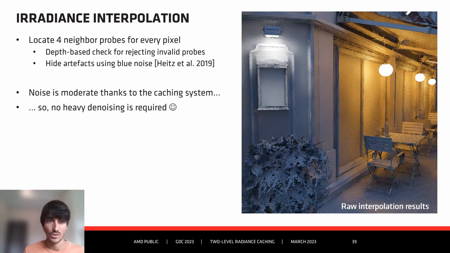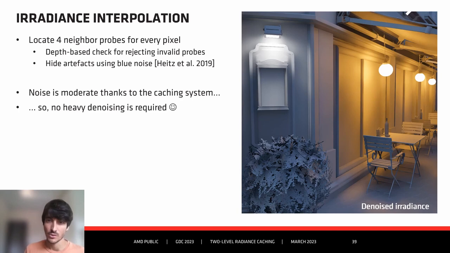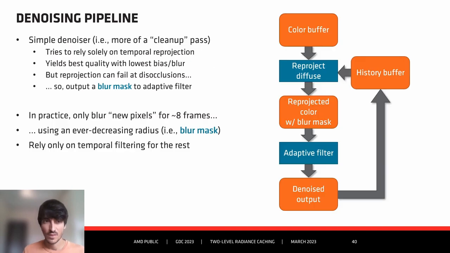You can see the blue noise. You can also see that the noise is fairly moderate thanks to our caching system, so we don't really need any heavy denoising. This is the result of our denoiser, which I'll describe now. So it's a very simple denoiser, a bit more like a cleanup pass. I think it aims to be only a temporal reprojection pass because this is what gives the best quality and the least amount of blurring.